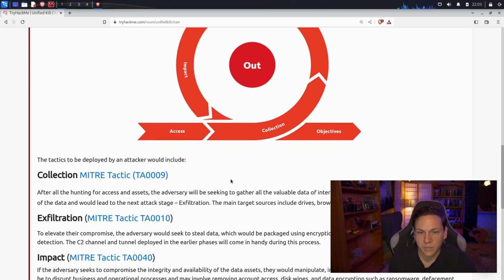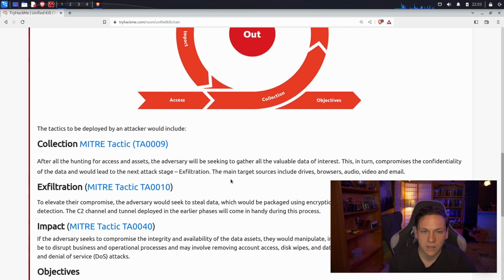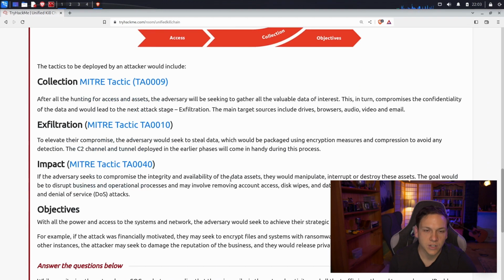The tactics to be deployed by an attacker would include collection, exfiltration, impact, and objectives. Collection. After all the hunting for access and assets, the adversary will be seeking to gather all the valuable data of interest. This, in turn, compromises the confidentiality of the data and would lead to the next attack stage, exfiltration. The main target sources include drives, browsers, audio, video, and email.